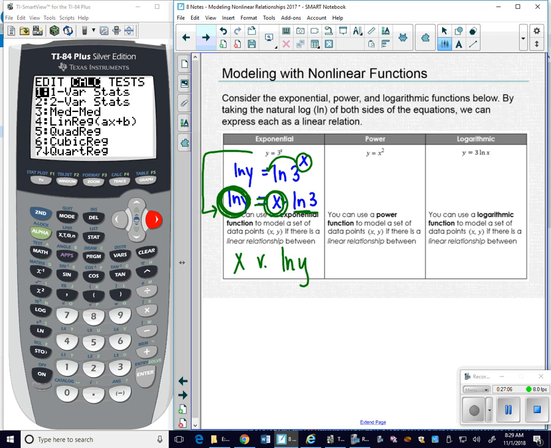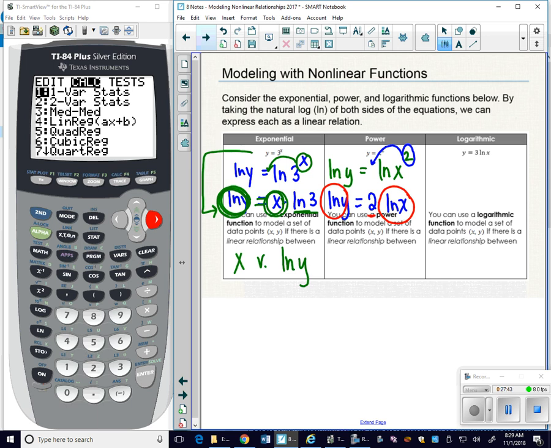Let's take a look at the next one. If I have a power equation, y equals x to the second power, and again, it could be any power, it doesn't have to be 2. If I wanted to transform the equation using natural logs, if I took the natural log of both sides, I have the natural log of y is equal to the natural log of x squared. I can take that power, just like we did before, and bring it out in front. And so then I'm left with the natural log of y is equal to 2 times the natural log of x. Again, I've got an output equal to some number times an input. That is a linear relationship.